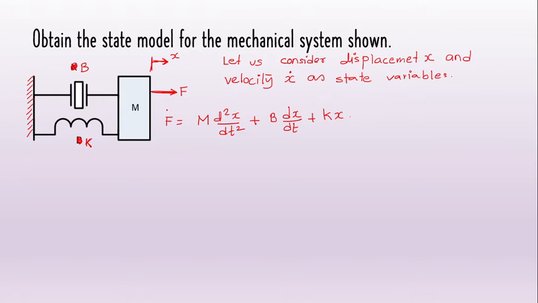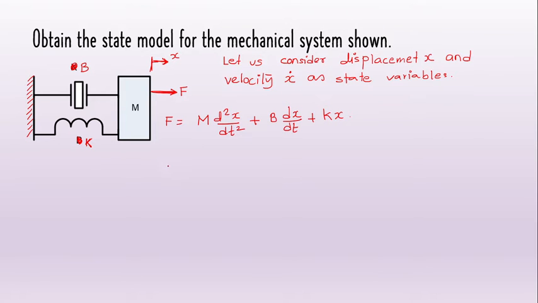This is the empirical representation of D'Alembert's principle. So it is applied for the system which is in static equilibrium. This we all know. So now what we have to do? We have to write this in the form of state equation.